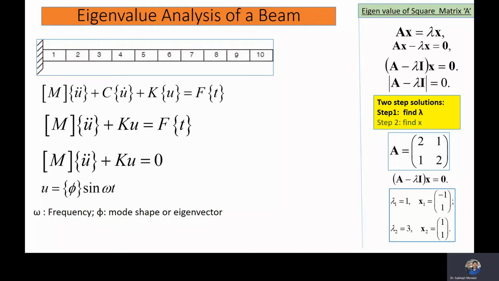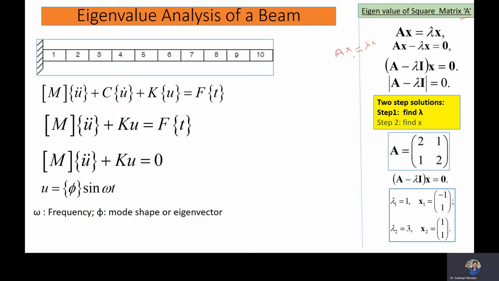Before going to the eigenvalue analysis of a beam, first let me discuss shortly how to get the eigen solution for a matrix A. So we have learned that if A is a square matrix, then we can find the eigenvalue and eigenvector of that matrix. Again, we have learned that an eigenvector is one special vector. When it operates on a matrix, it gives the same vector with some constant value.